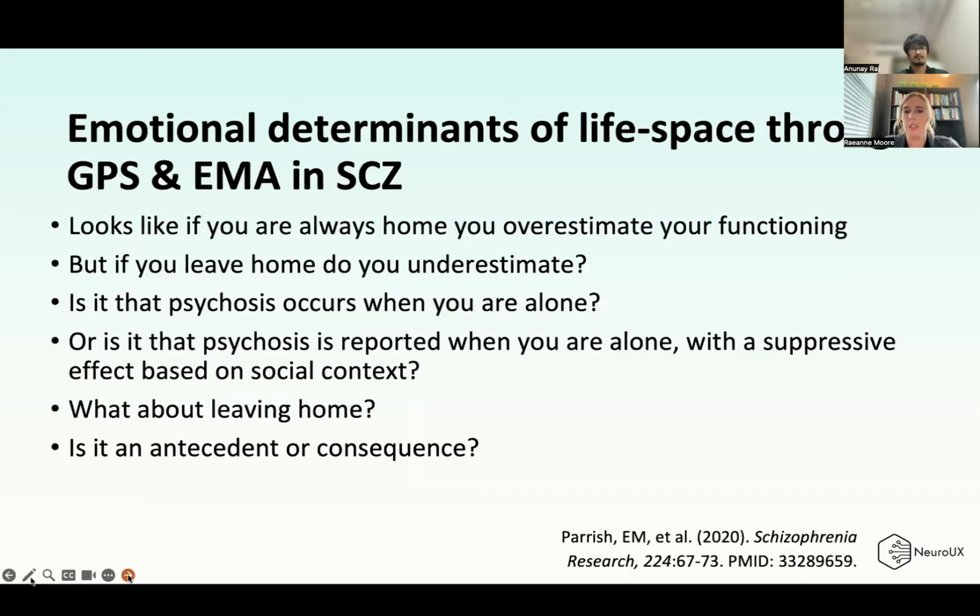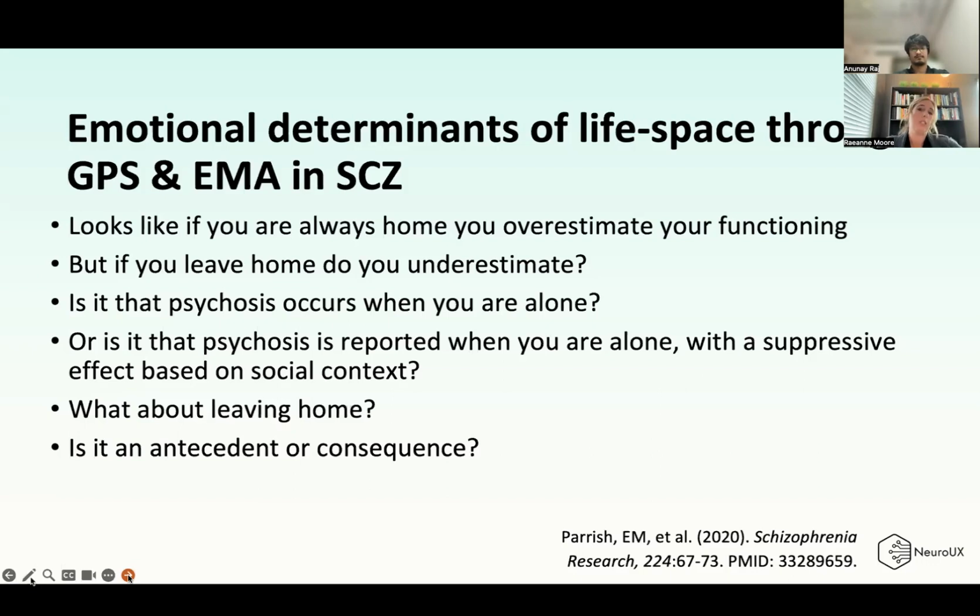So we did a study in 2020. This was led by one of my graduate students, Emma Parrish, here at UCSD, where we used EMA coupled with GPS, which we passively captured through participants' smartphones, to look at the emotional determinants of life space in people with schizophrenia. And we wanted to see if people who are always home are overestimating their functioning, and maybe they're underestimating if they leave the home. What happens when psychosis occurs when they're at home?